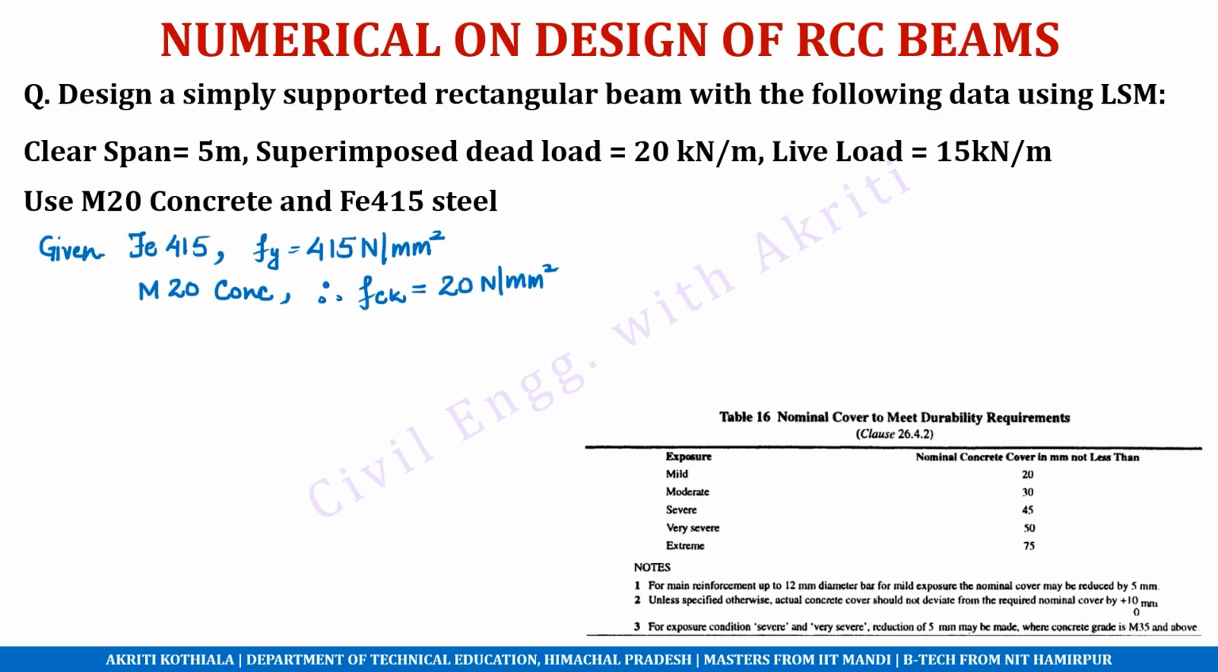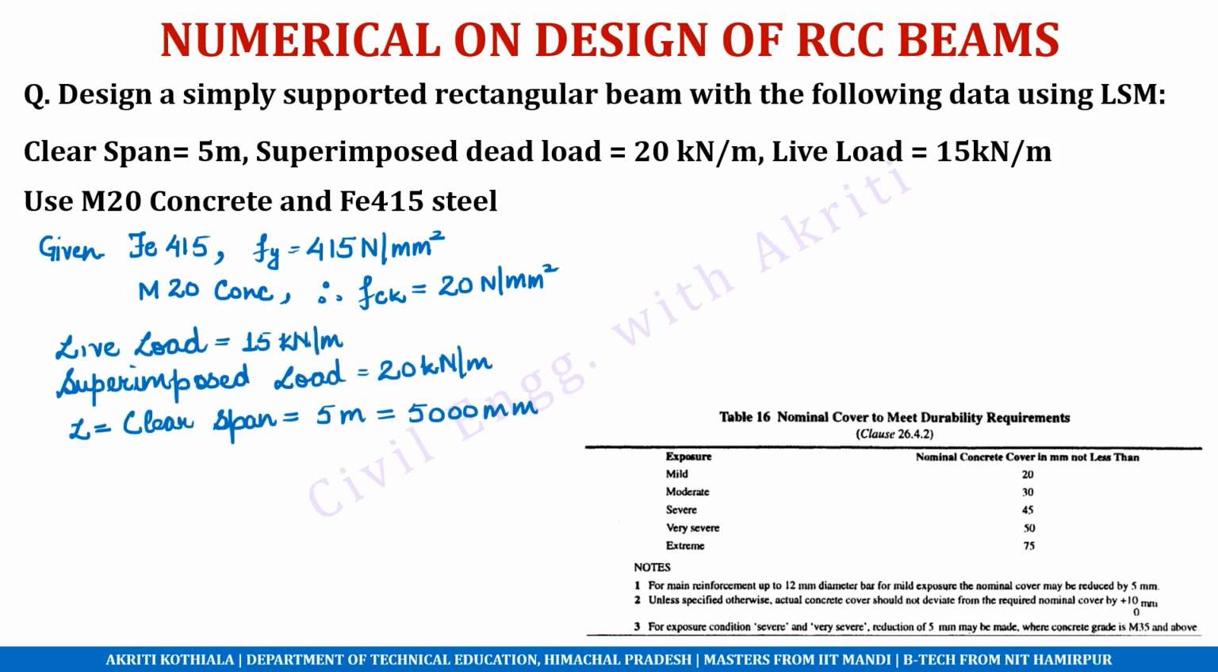So we've been given Fe415, which means that the fy, the yield stress of the steel, is 415 Newton per mm square, and for M20 concrete, the characteristic strength of concrete is 20 Newton per mm square. In addition to that, we've been provided the live load, which is 15 kilonewton per meter, superimposed load, that is 20 kilonewton per meter, and clear span, which we denote by the capital letter L, is equal to 5 meters, and we'll be converting it into millimeters because we have to be very careful while designing about the units we are using. So that will be equal to 5,000 millimeters.